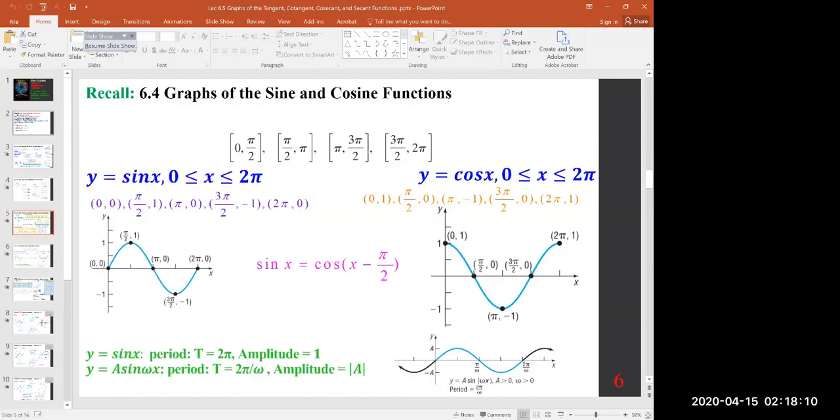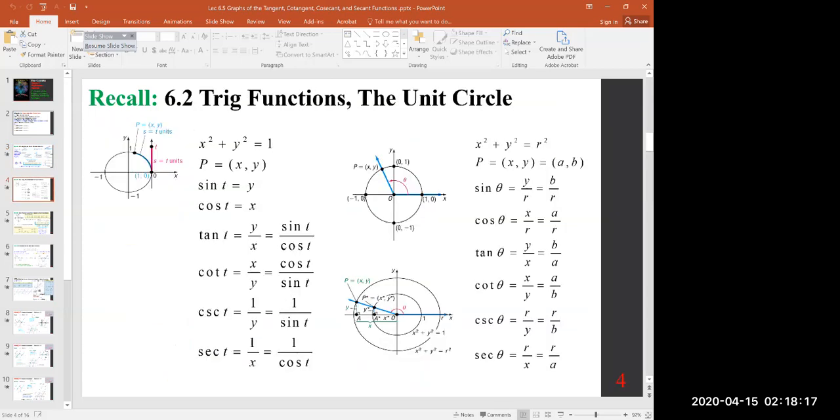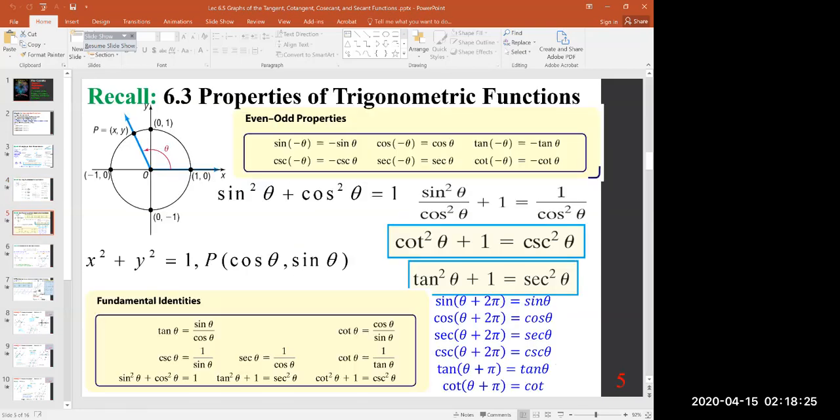So just a quick recap. 6.1, the basics of trigonometry. 6.2, unit circle, and the definition of a sine and cosine. 6.3, trigonometric identities. In fact, I want you to pay attention to this one. This question came up. I want you to look at even and odd properties, class. It's an important property for you to know.